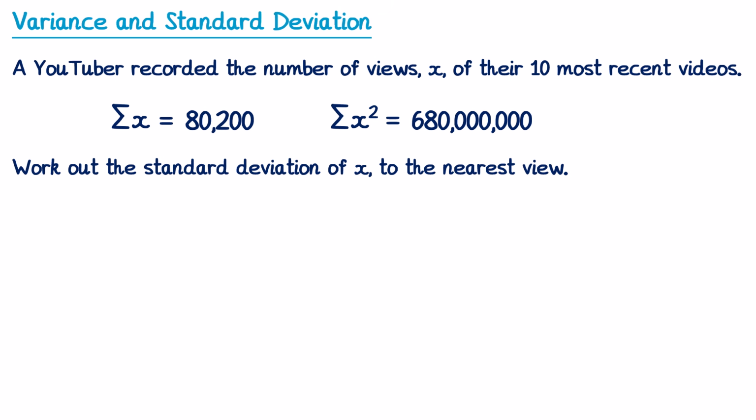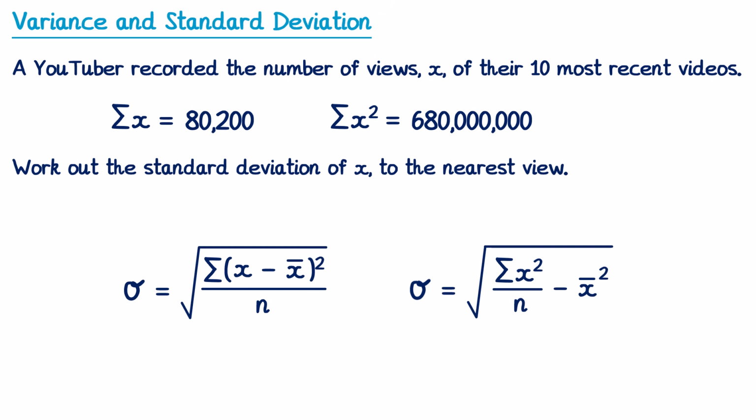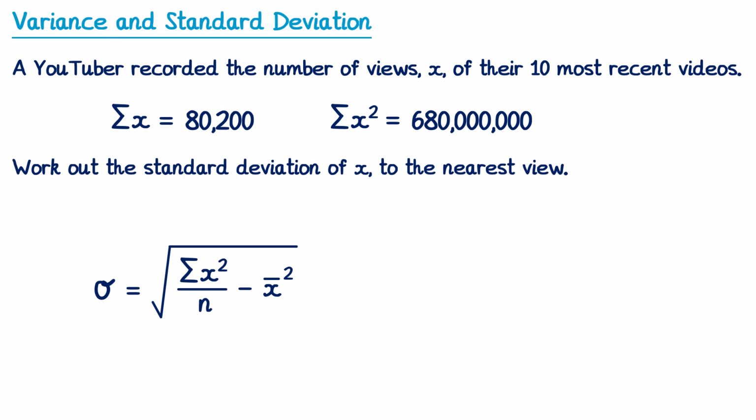So for the standard deviation, we've got two formulas that we could use, and for this one it makes more sense to use the second formula because we've been given the value of the sum of x squared. So all we need to do is substitute these values into the formula. We know the sum of x squared, that's 680 million. We actually know n as well, that's how many videos there are, and we're told it's 10.